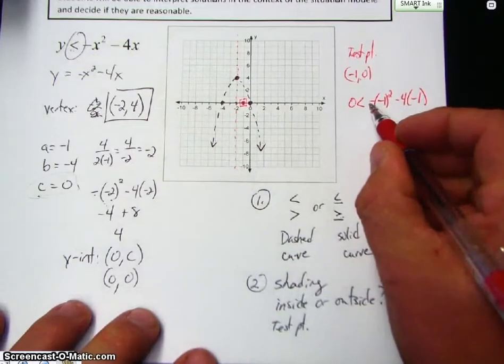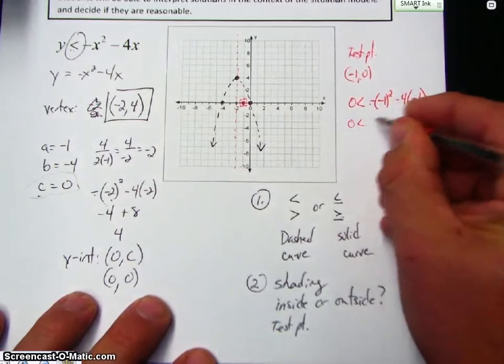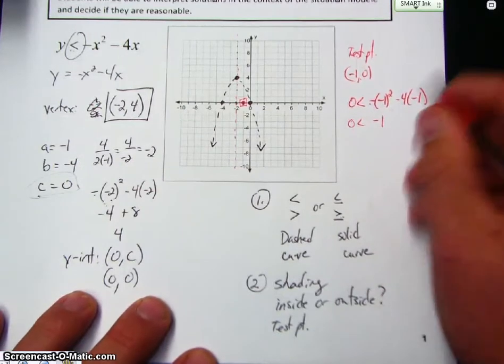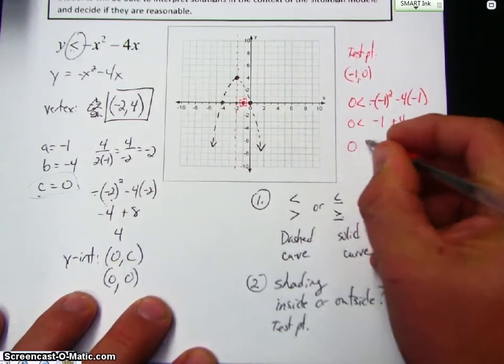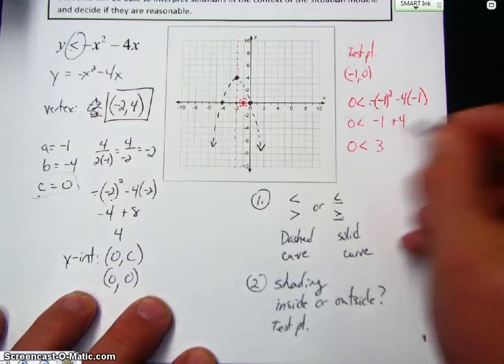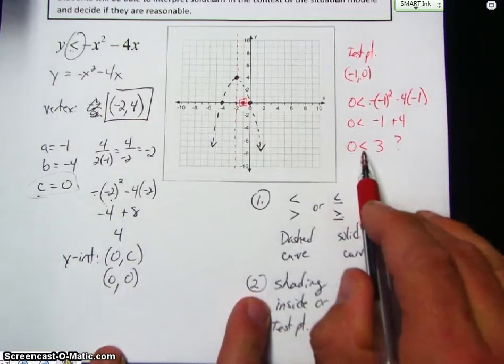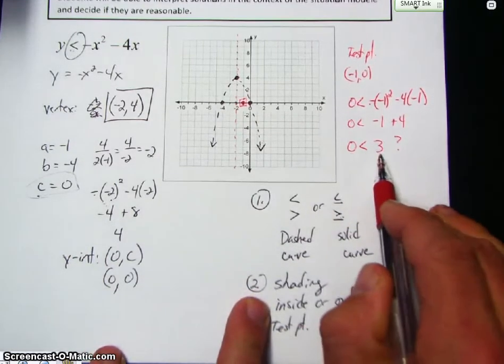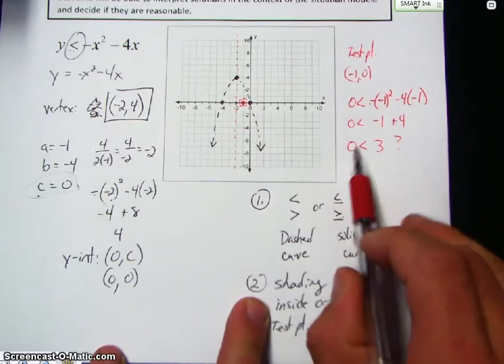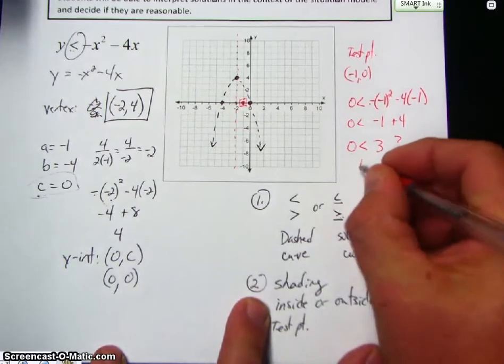Remember, negative on the outside of the parentheses, so this always will be a negative. So this is negative 1, that's positive 4. And negative 1 plus 4 is 3. Now ask yourself this question. Is 0 less than 3? Yes, that is true. 0 is less than 3, so that's true.